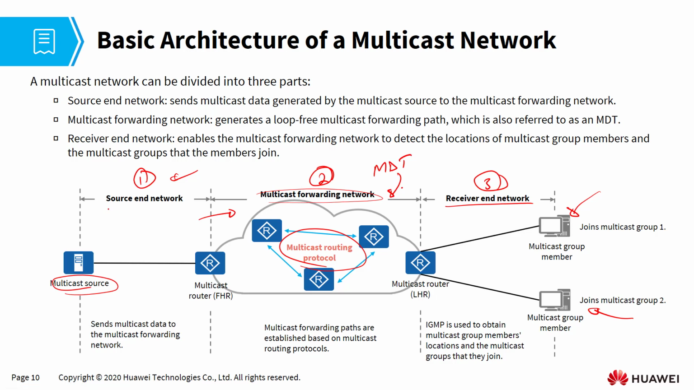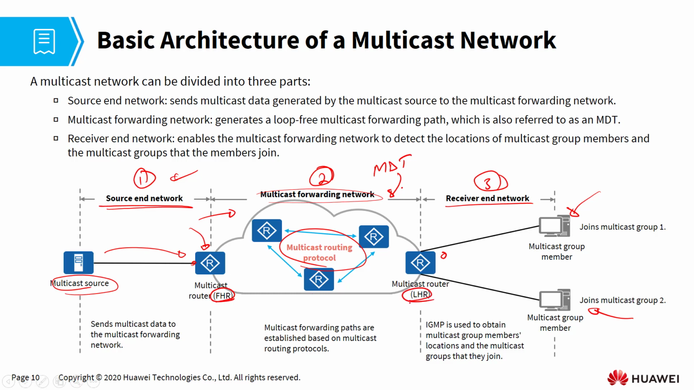For the first section, the source end network, there is really no serious protocol necessary. All we need is connectivity between the multicast source and the first hop router. That router is called the first hop router, and this router is called the last hop router. They are both multicast routers: first hop router, last hop router.